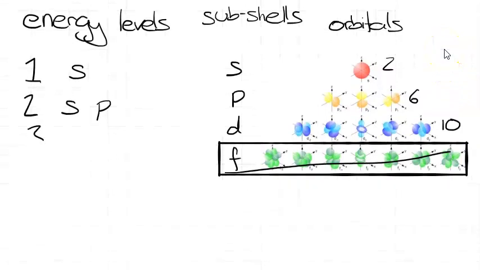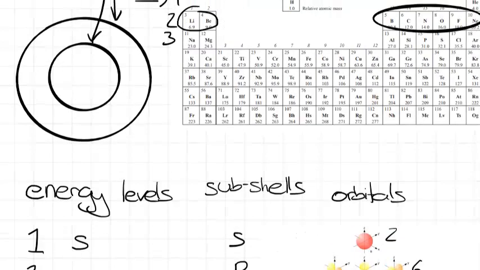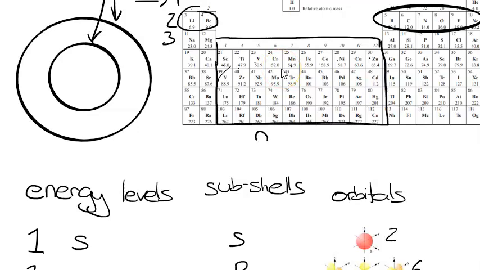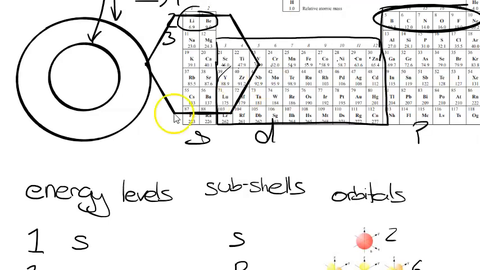For energy level number 3, we've got the S, P, and D orbitals, and so those D orbitals are now these 10 atoms, so 1, 2, 3, 4, 5, 6, 7, 8, 9, 10 elements that fit into the middle. So this section correlates to the D subshell and the D orbitals. This section correlates to the S. And this section correlates to the P subshells.